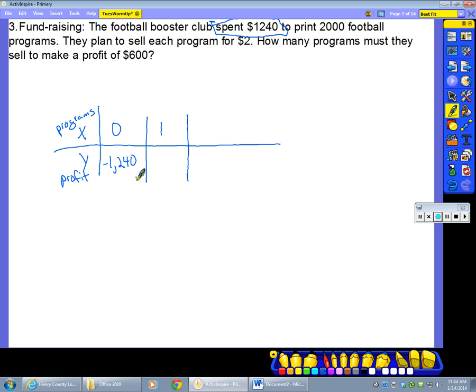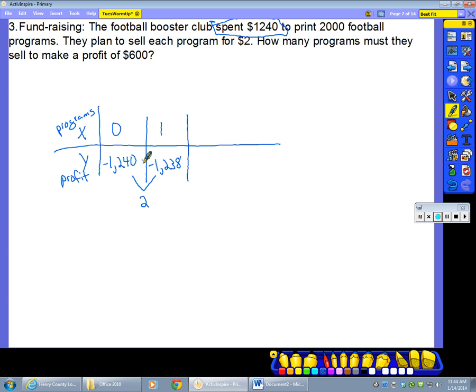Now, when they sell their first program, things are still looking bad, but they're looking a little better. And you have to think about this. If they were in the hole that much, and then they received $2 because they sold one program for $2, then that's going to bring them to negative 1,238.